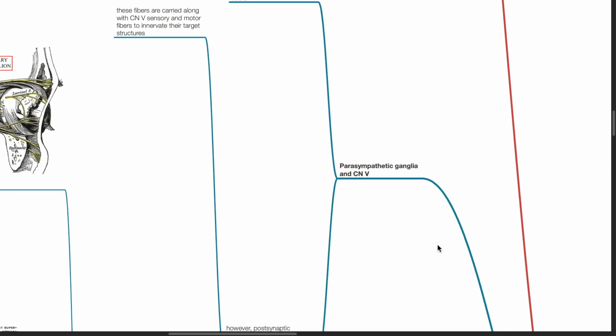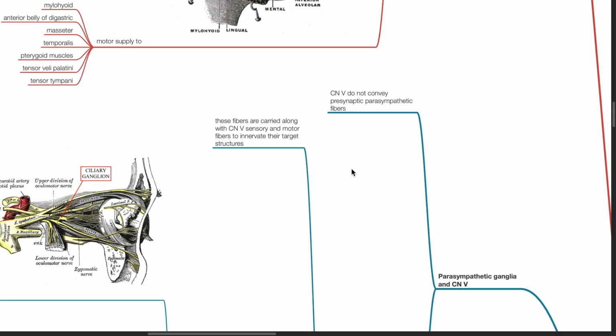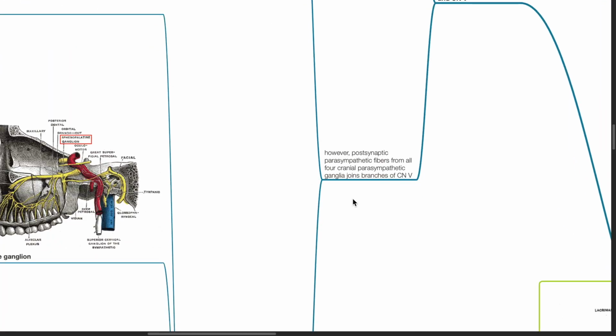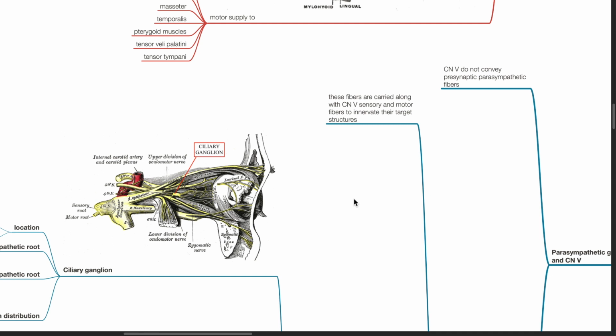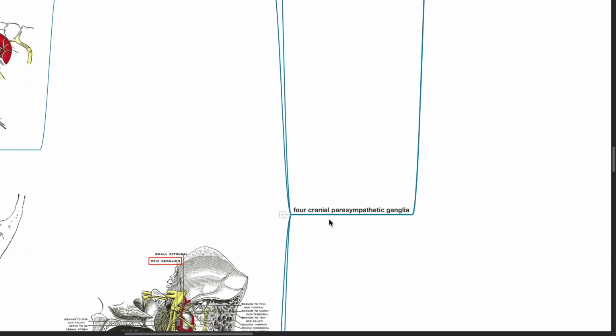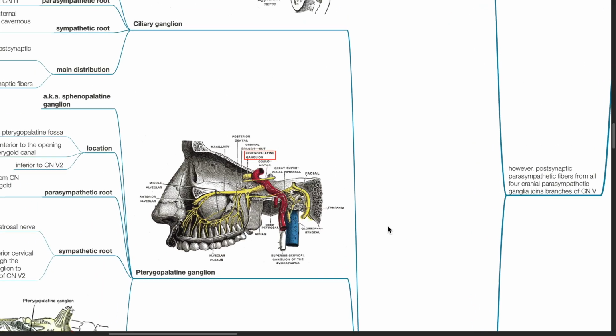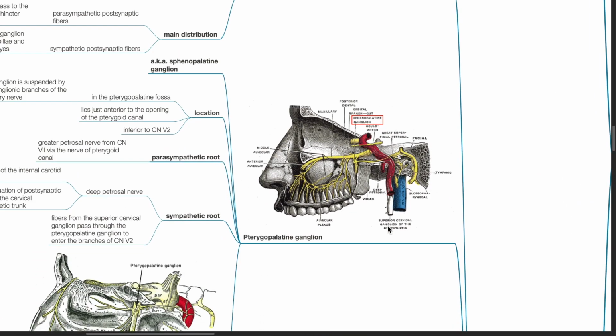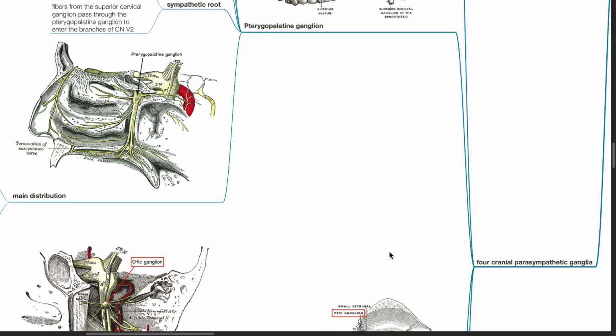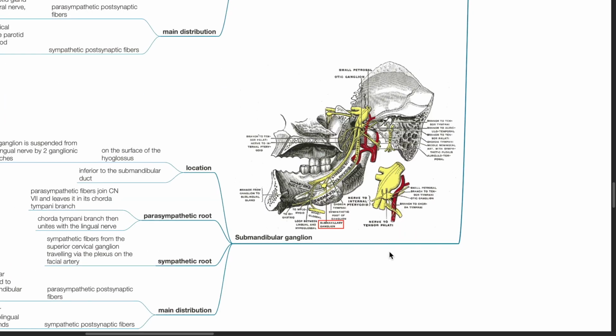Parasympathetic ganglia and cranial nerve 5. Cranial nerve 5 does not convey presynaptic parasympathetic fibers. However, postsynaptic parasympathetic fibers from all 4 cranial parasympathetic ganglia join branches of cranial nerve 5. These fibers are carried along with cranial nerve 5 sensory and motor fibers to innervate their target structures. The 4 cranial parasympathetic ganglia include the ciliary ganglion, the pterygopalatine ganglion, the otic ganglion, and the submandibular ganglion.